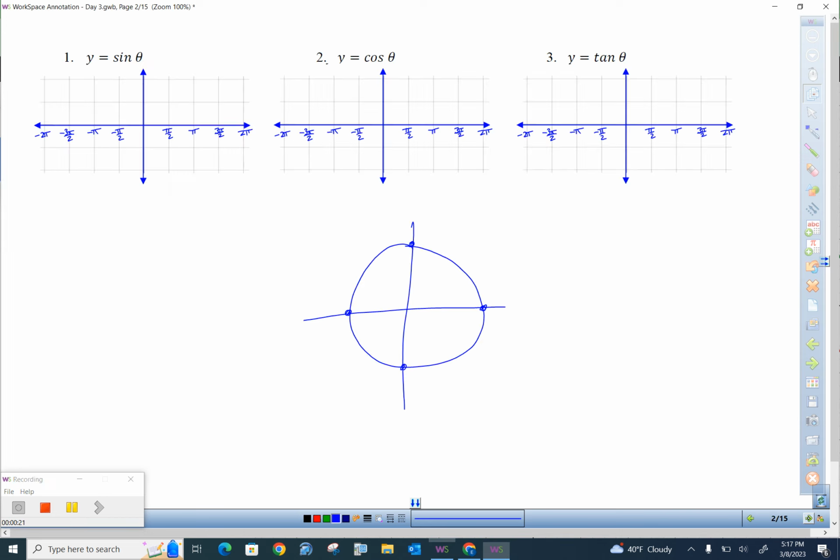So I picked the parent function sine here. We've got that in red. And then I also picked a translation that took that original parent function and moved it to the right, pi over 2. And you can see that here.